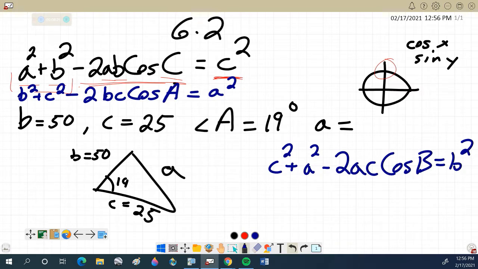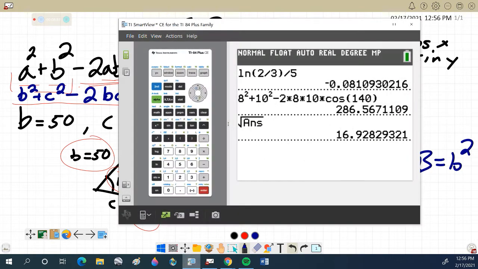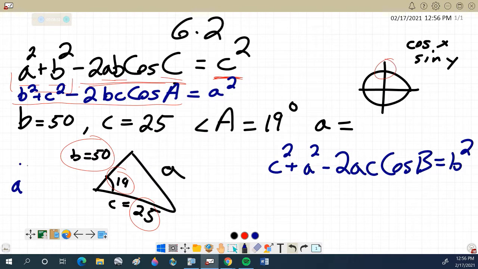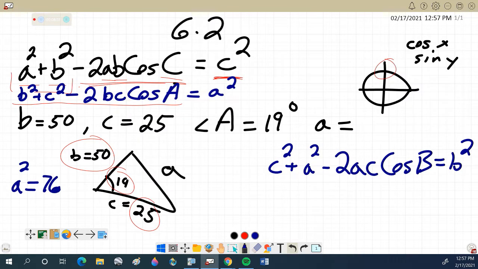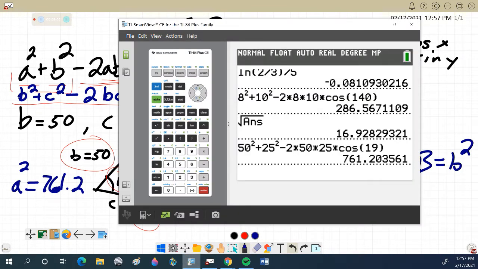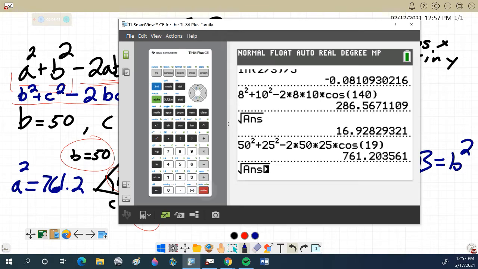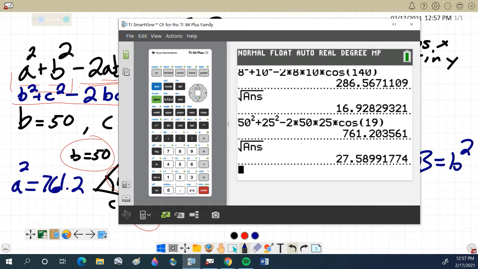So I'm going to plug all of this into that equation, and I'm just going to type it in my calculator. So 50 squared plus 25 squared minus 2 times 50 times 25 times the cosine of my 19-degree angle, and I get A squared equals 761.2. If I take the square root of that answer, I get 27.6.